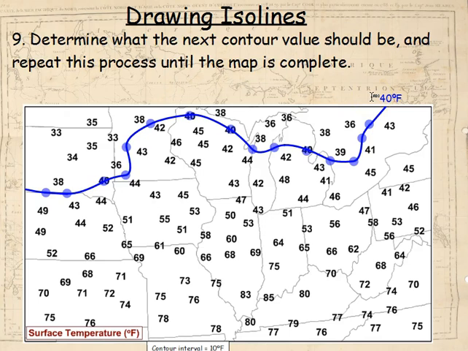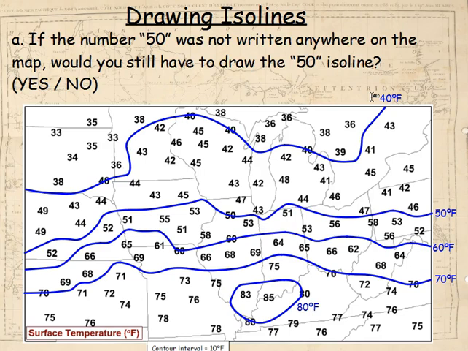And then you're going to determine what the next contour value should be and repeat this process until the map is complete. So if we went with 40 degrees Fahrenheit, our next line should be 50 degrees Fahrenheit. I want you to continue this process right now for the 50 degree Fahrenheit line, the 60 degree Fahrenheit line, the 70 degree Fahrenheit line, and the 80 degree Fahrenheit line. You might want to pause this. It's going to take a while. You should have a map that looks somewhat like this.